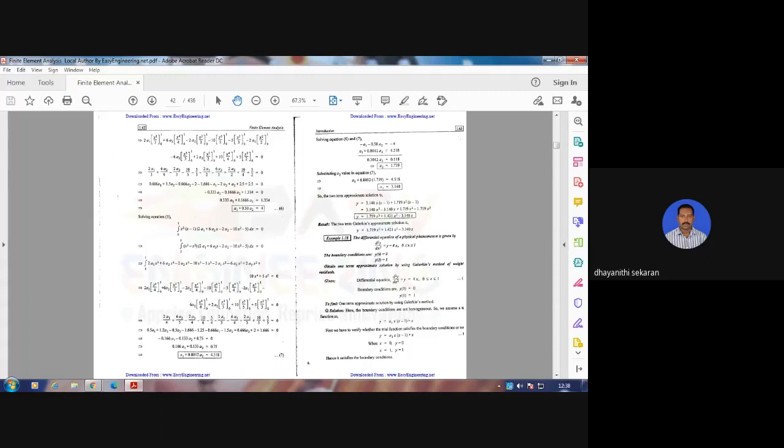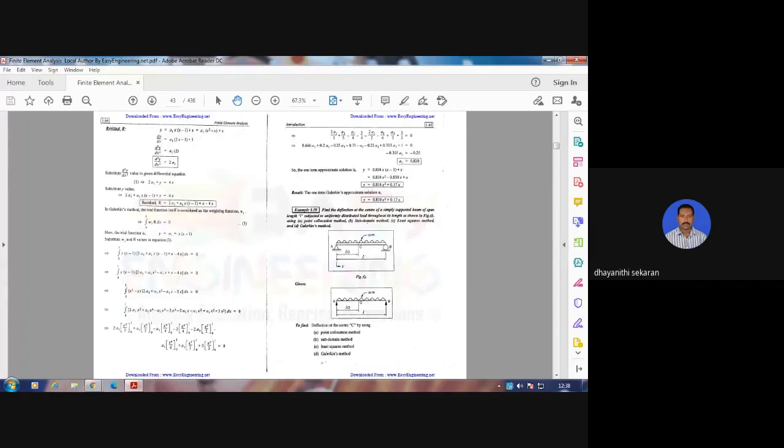Solve this. y equal to a1 x into (x minus 1) plus x. We get a1 x squared minus a1 x plus x. Differentiate: dy by dx equals a1 (2x minus 1) plus 1, and d squared y by dx squared equals a1 into 2, so 2a1. The equation d squared y by dx squared plus y equal to 4x gives the residue. The trial function y is a1 x (x minus 1) plus x. So finally the residue is 2a1 plus a1 x (x minus 1) plus x minus 4x.